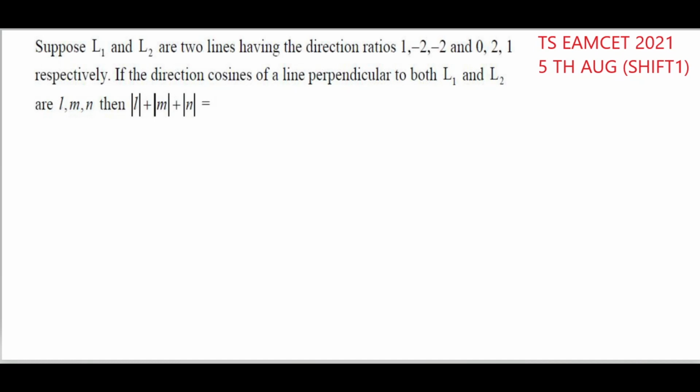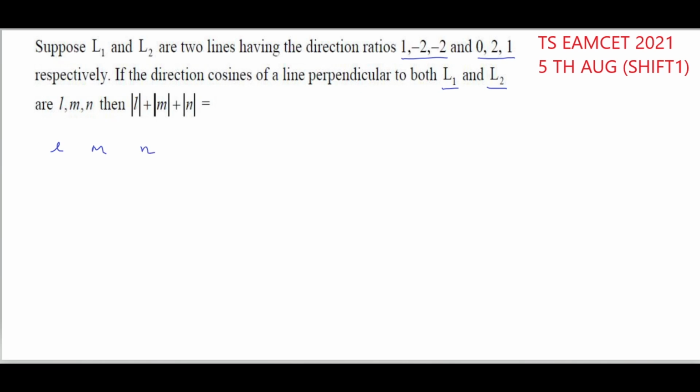Suppose L1 and L2 are two lines having the direction ratios 1, minus 2, minus 2 and 0, 2, 1 respectively. If the direction cosines of a line perpendicular to both L1 and L2 are L, M, N, then mod L plus mod M plus mod N is. So now we find the direction cosines, that is L, M, N.